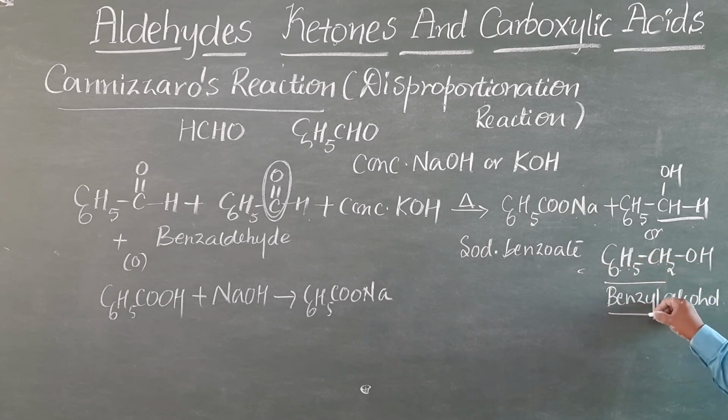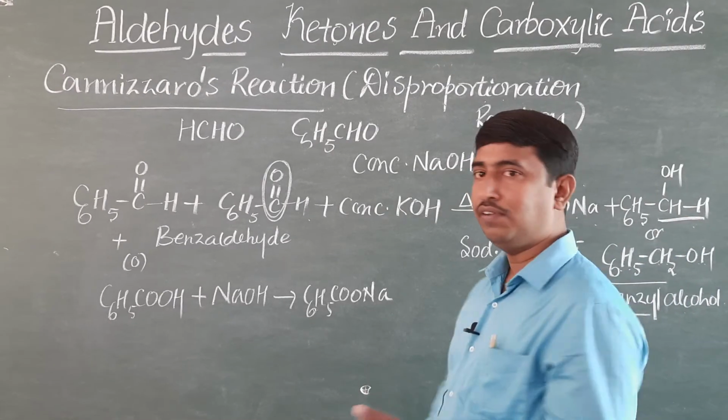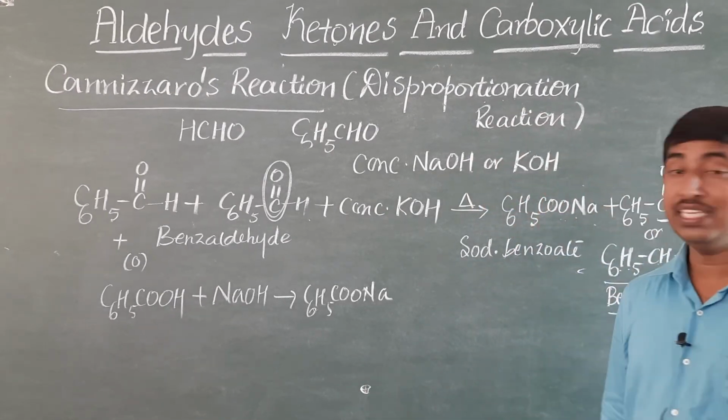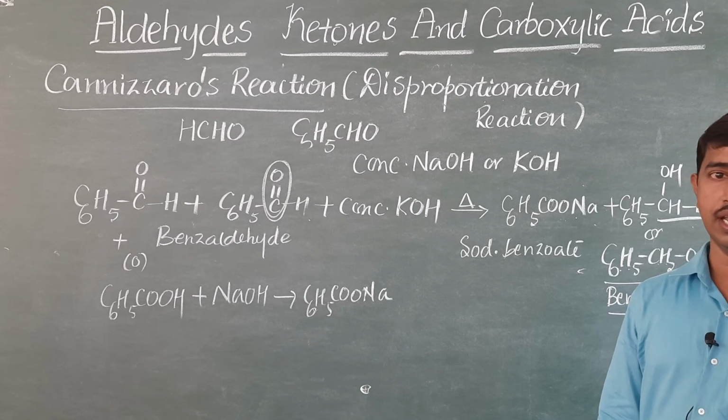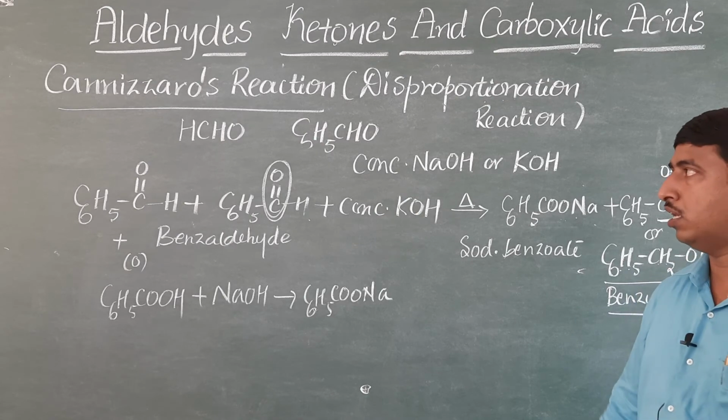C6H5CH2 group is called benzyl. OH means alcohol. So the product is named benzyl alcohol. So this is about Cannizzaro's reaction. Even for 1 mark they can ask: HCHO undergoes Cannizzaro's reaction, give reason. Why? What is the reason?